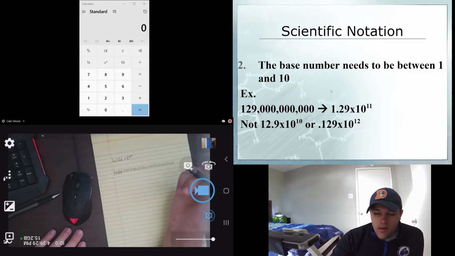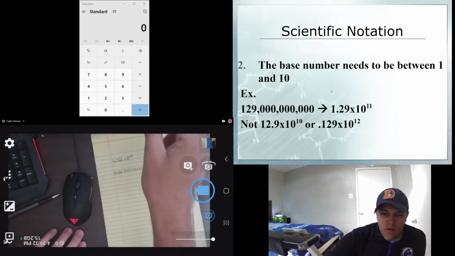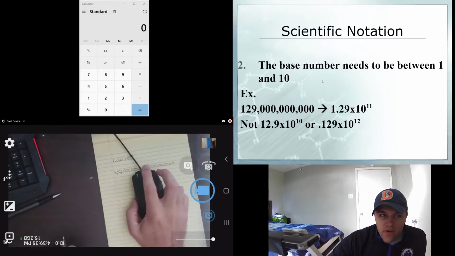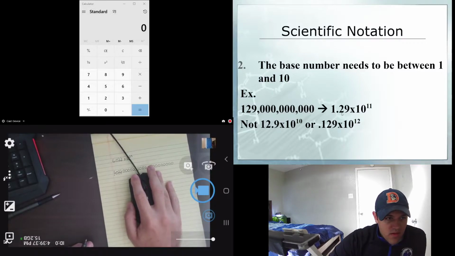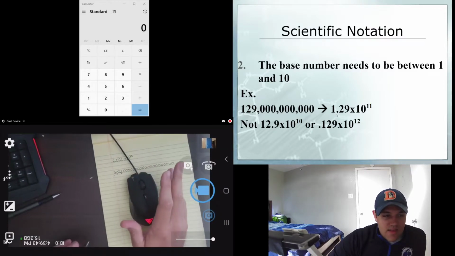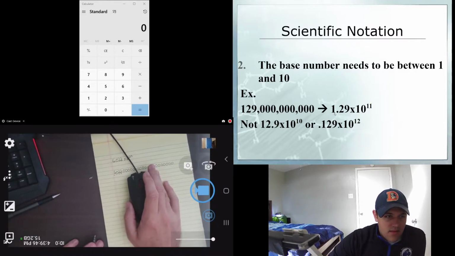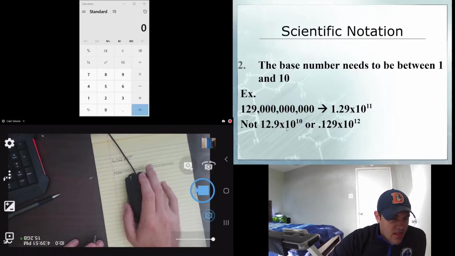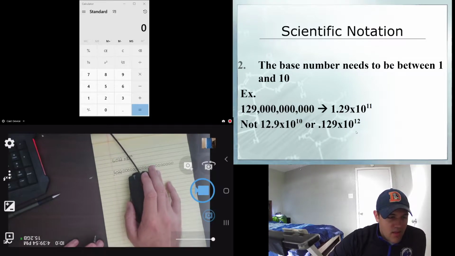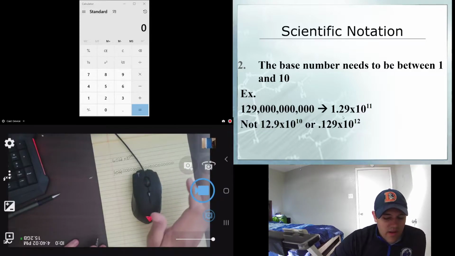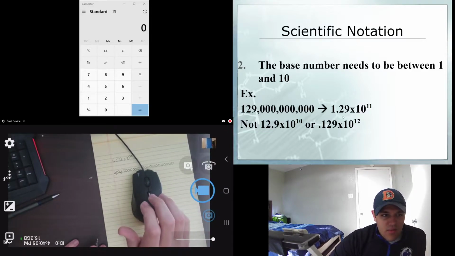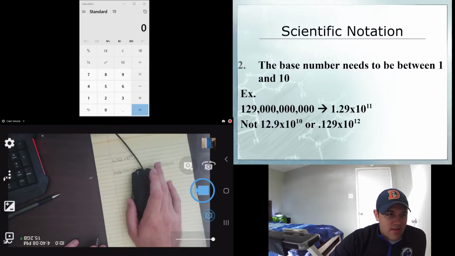The second rule is that the base number, which is what we call this number out in front of the 10 and the power, the first thing you write, needs to be between 1 and 10, meaning that it has one digit to the left of the decimal point. Technically, this 12.9 times 10 to the 10th or 0.129 times 10 to the 12th would be the same value as the correct scientific notation. But in order for it to be correct scientific notation, the base number has to be between 1 and 10. So that's how you're going to write it.